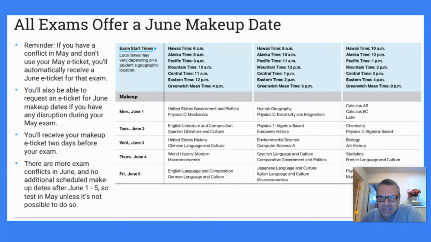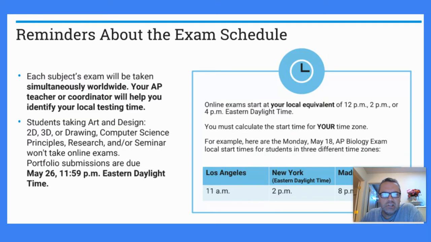AP US History is on June 3rd. AP European History, let me see here, is on June 2nd. You'll be able to request an e-ticket for June. You'll receive your makeup e-ticket 2 days before your exam. So that's in June if you have to make it up in June.